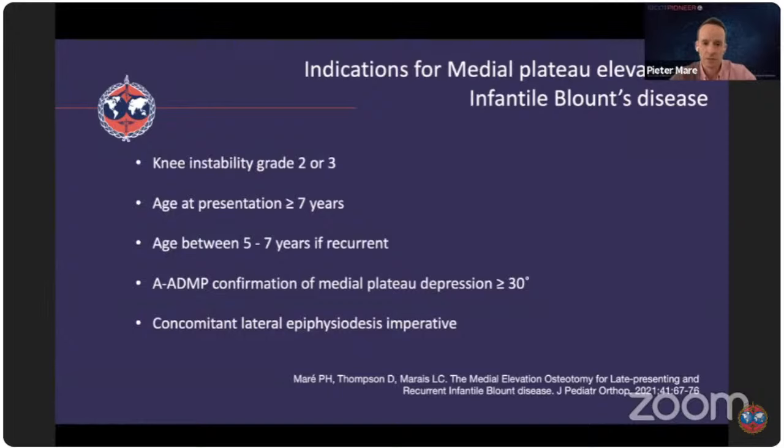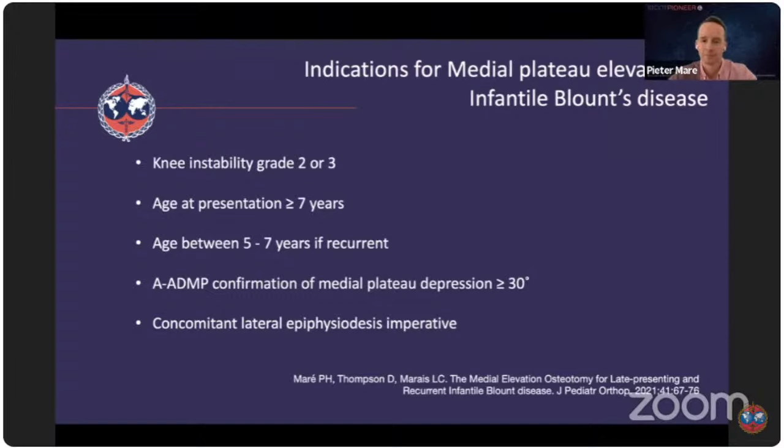A child with a knee instability of grade 2 or 3. We try not to do this procedure before the age of 7 years, but we will consider it in children between the ages of 5 to 7 if they have had recurrence after a previous tibial osteotomy already. We always quantify the arthrogram angle of depression of the medial plateau to be at least 30 degrees. I haven't come across any normal measurements here. And then we also look at how much correction we can achieve. And together with some of the other speakers, I cannot overemphasize the importance of doing a concomitant lateral proximal tibial epiphyseodesis in order to prevent another recurrence when we do a medial plateau elevation as well.